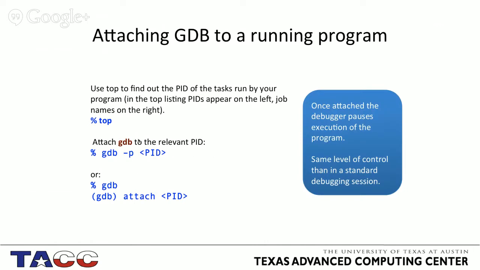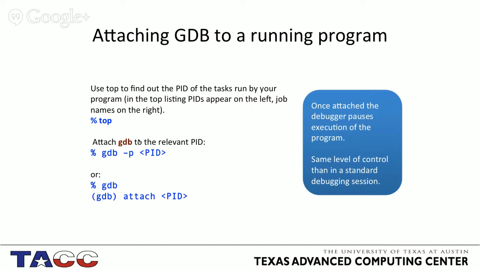Okay, here's another way that I use GDB, one of the primary ways that I use it. I start a job on Stampede. The job starts running and running, and there's no output. Where's my output? What's going on? But the job doesn't fail. So I want to see what's happening.